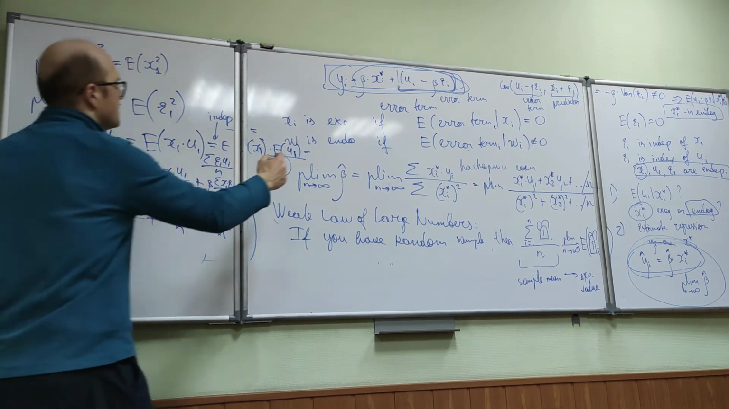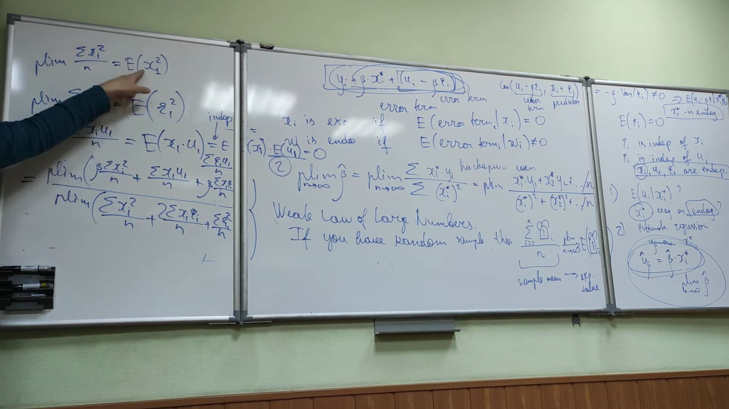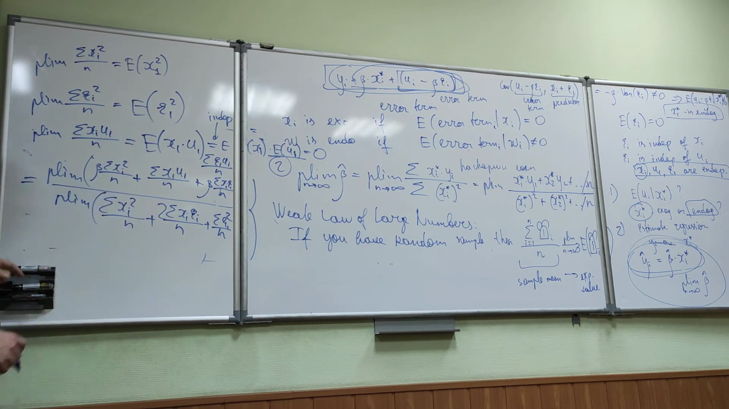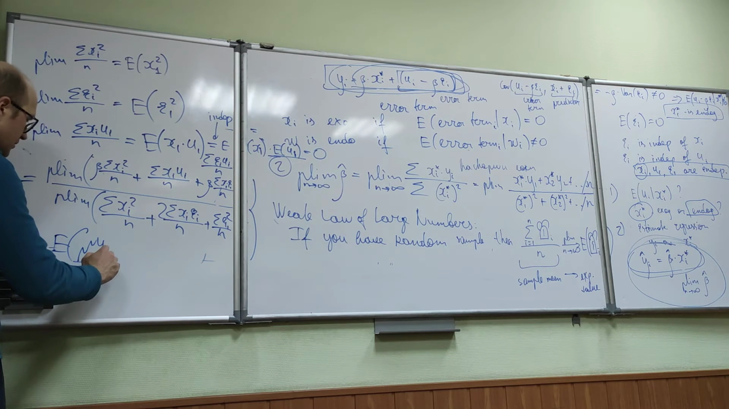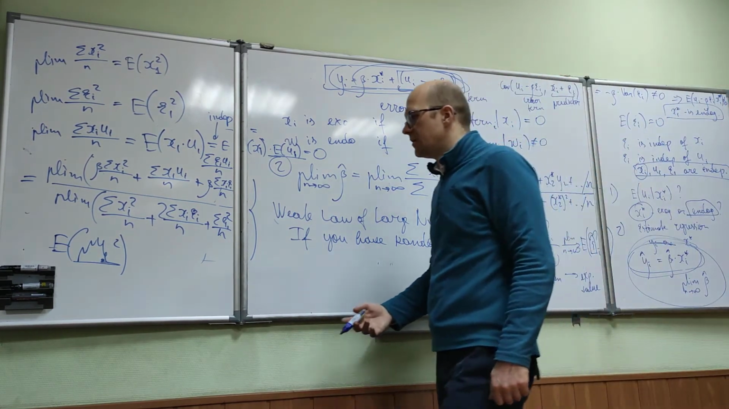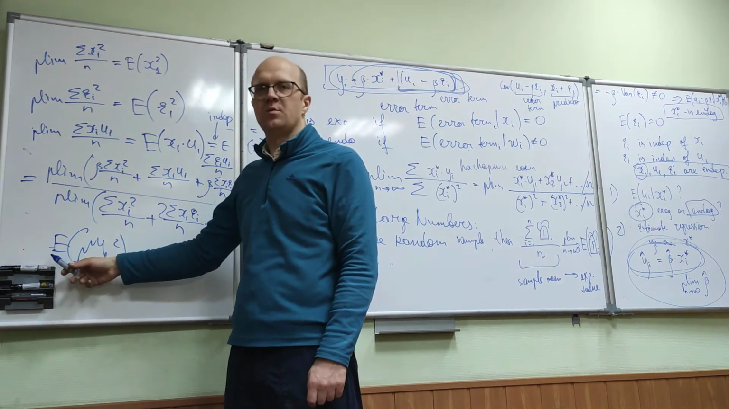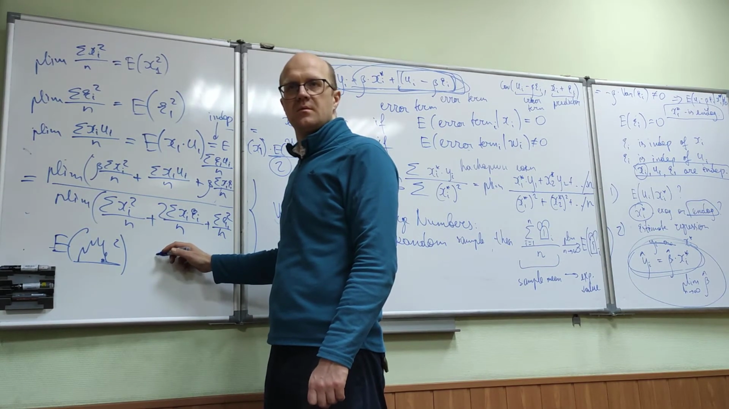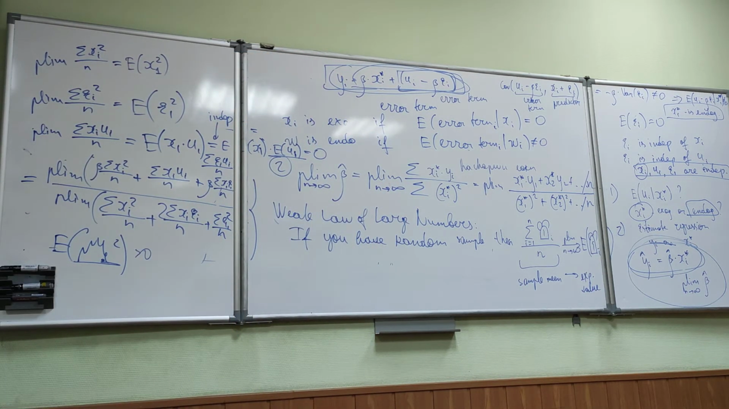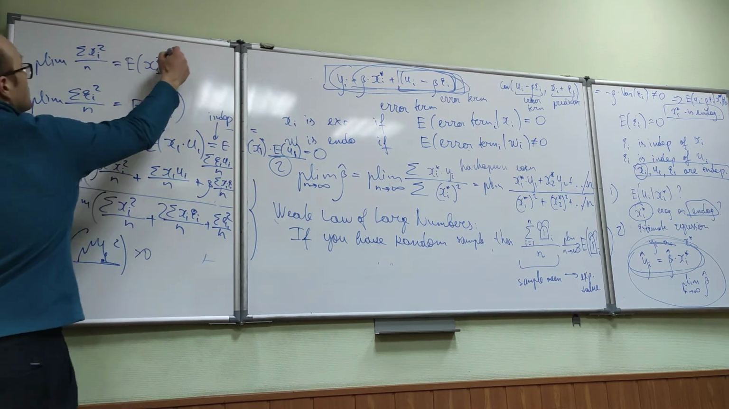It's 0. And is this expected value positive, negative, or 0? The first one is positive, and the second one is 0. Why? The expected value of something squared is positive. If you have a variable that may be negative, positive, or 0, its square, for a non-degenerate random variable, will be positive or 0. In the worst case, the expected value on average is 0. So this is positive, this is positive.